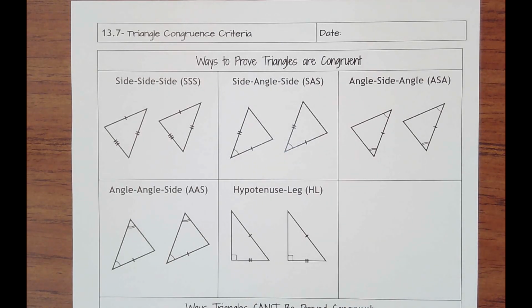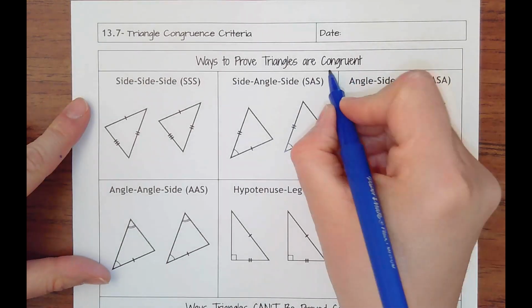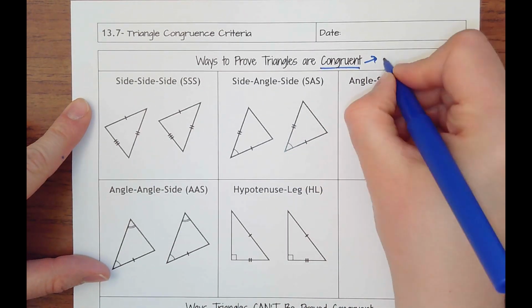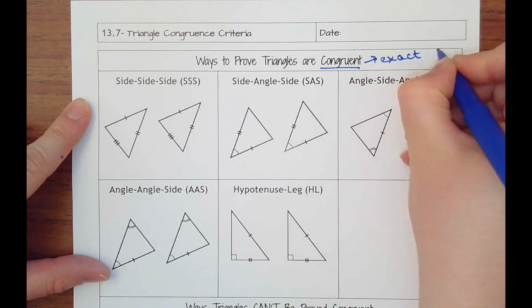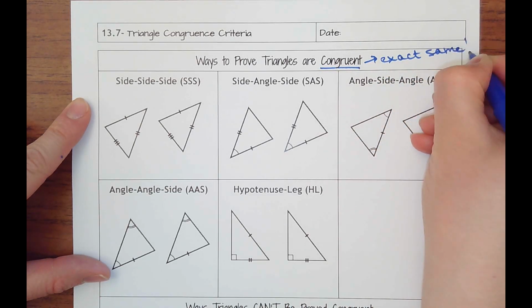Lesson 13.7 is called Triangle Congruence Criteria. So our next proofs are going to be shifting away from just angles and just different properties in triangles to more specifically proving that two triangles are congruent. And remember that congruent means they're the exact same. They're the exact same shape, same size.